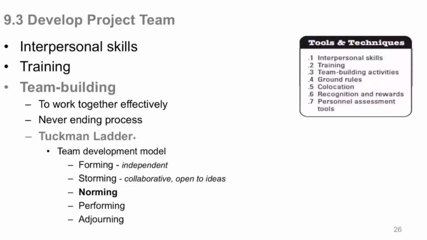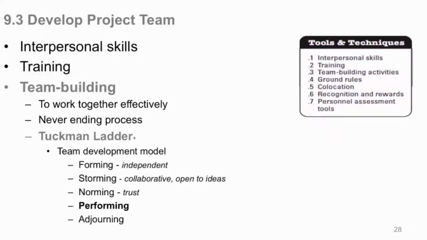And then you have norming. Now they're settling down. They're doing the job. Trust. They trust each other. They trust you. They're doing the job. All while they're collaborating and are open to ideas, okay? And they still have some form of independence because they're doing their own job, but they know that they rely on everybody else and everybody else relies on them, so that's norming.